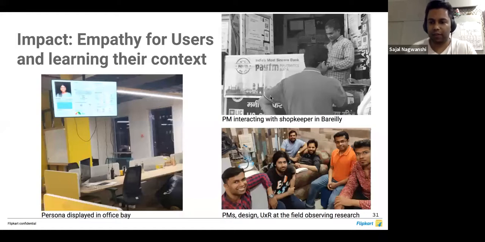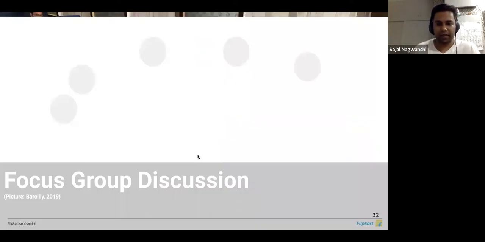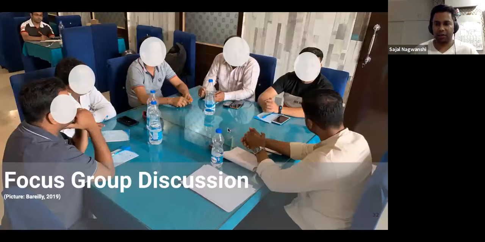So you see one photograph in which the product manager is interacting with one shopkeeper, trying to understand the EMIs and loans that they offer. In the second photo, you see all the product managers sitting and observing the user research that was conducted. What this leads to is that the user researcher is not just the person responsible for the users' needs, but it's the whole team who gets to know about the user's needs, and that leads to product innovation. So this is the method that we had used. So this is how the environment looks.